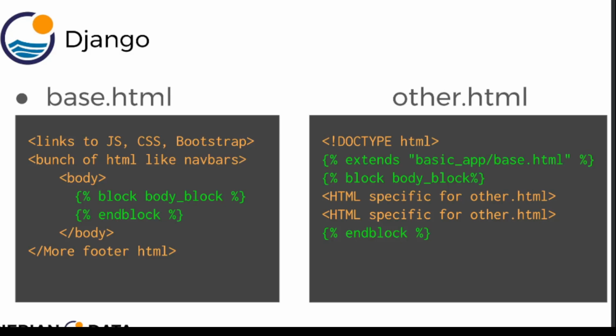So we can see here we have some other HTML file, and we want to make sure that the first line is always doctype HTML. After that, you call the extends tag and then actually call the path to your base HTML file. And then after that, you call block body_block, which matches the name in your base HTML file. And then you have your HTML that is specific to the other HTML file, stuff that wasn't in the base HTML. Then once you are done with that, you call endblock.